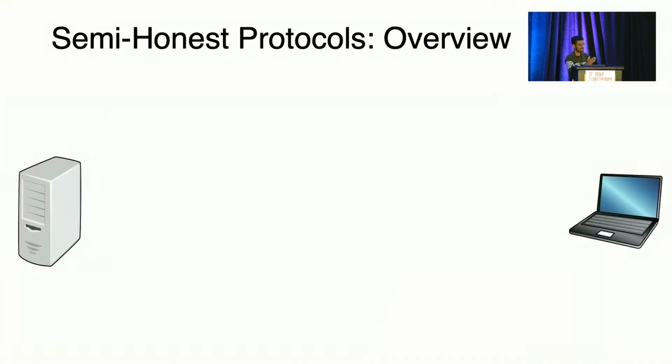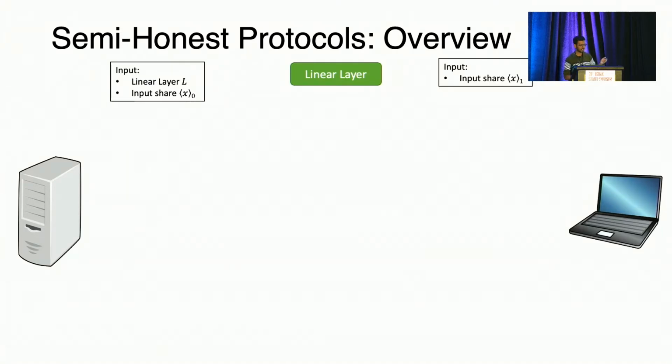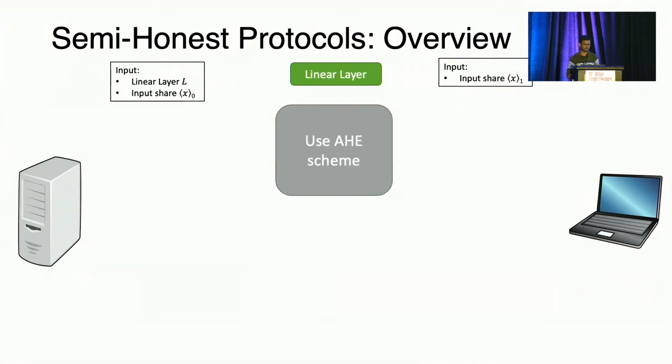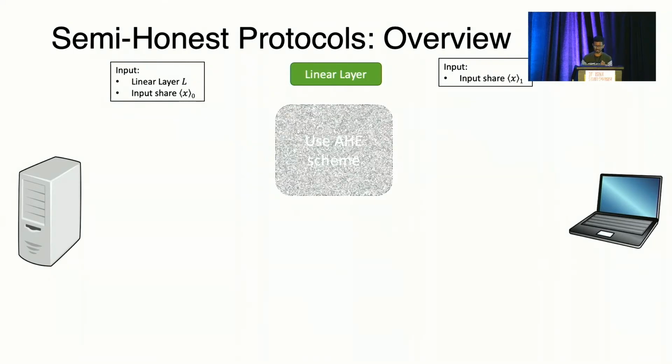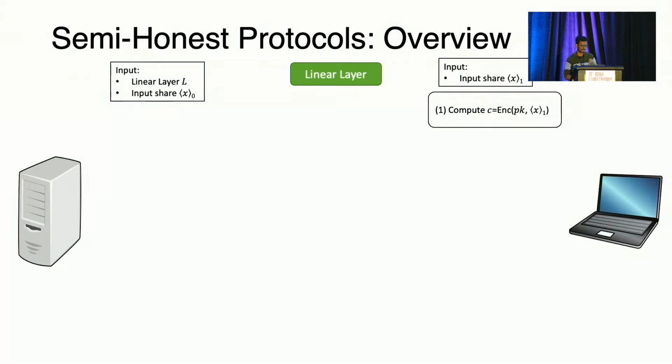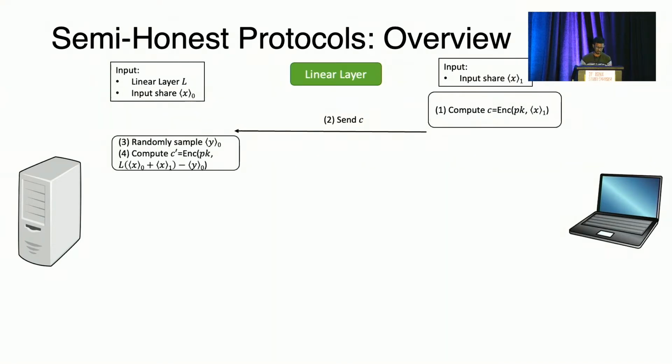So now let me first start with the semi-honest protocol, which is generic and the most efficient in the literature. It has the following skeleton. For the linear layers, the server has the linear layer L, and both the server and the client hold the shares of the input X. As mentioned, we'll make use of an additive homomorphic encryption scheme here. So the client will first encrypt its share and send it to the server. The server can then obtain the encryption of the reconstructed value X.